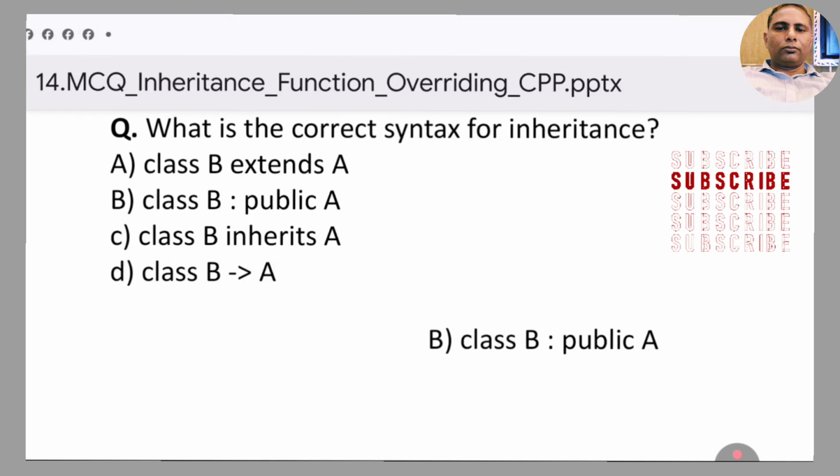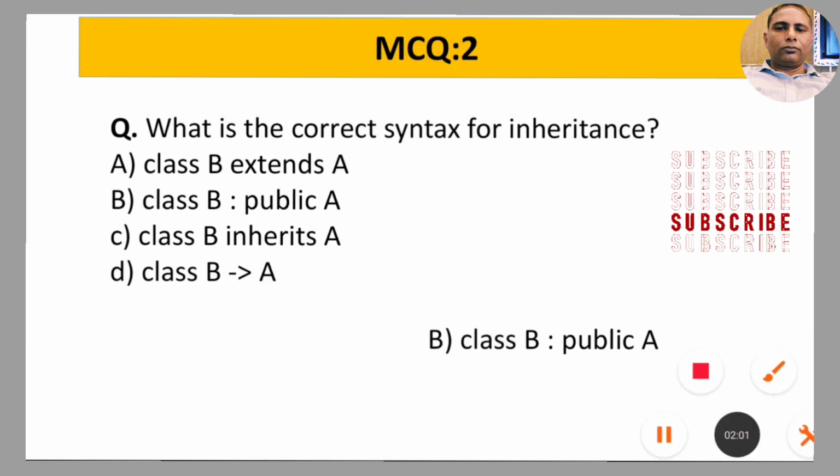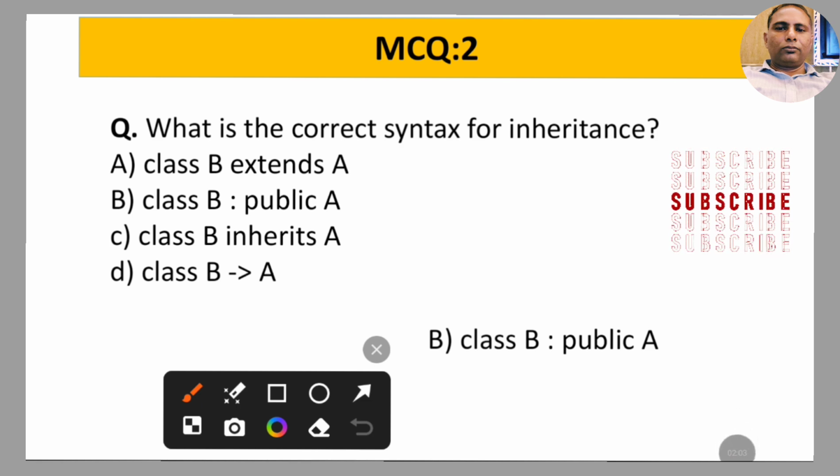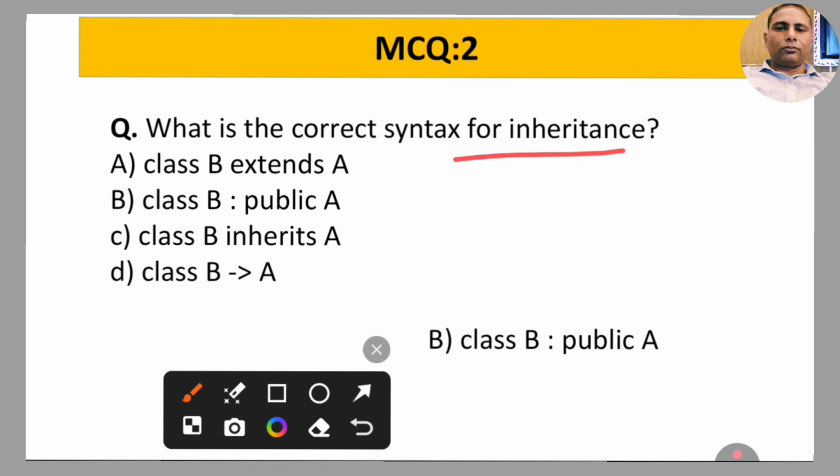Now, MCQ 2: what is the correct syntax for inheritance? The options are: class B extends A, class B public colon public A, class B inherits A, class B A. During inheritance we have discussed that there should be the colon operator, and the access specifier in between, with the child class name and the parent class name. So I think option B is the correct answer for this question.